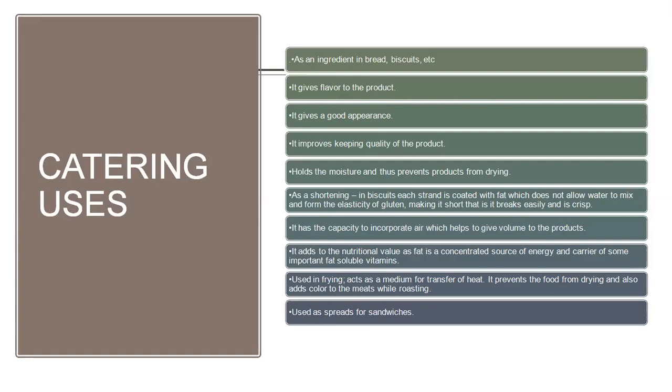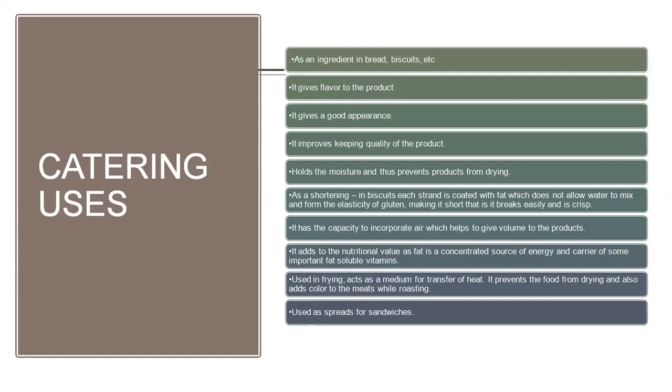It has a capacity to incorporate air, which helps to give volume to the product. Like in cream cakes, in heavy cakes, I would say pound cake and all, where we cream the butter and the sugar together, it incorporates air with the creaming method, we mix it and it gives a nice creamy and light mixture for making the cakes.